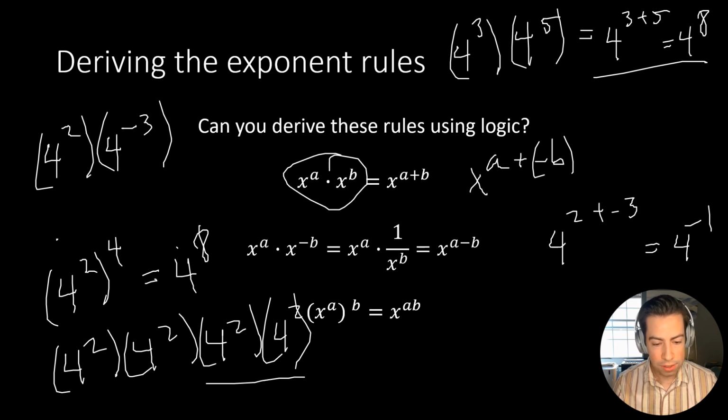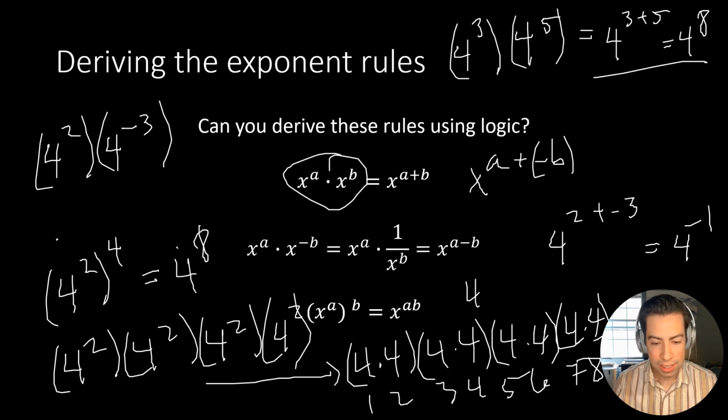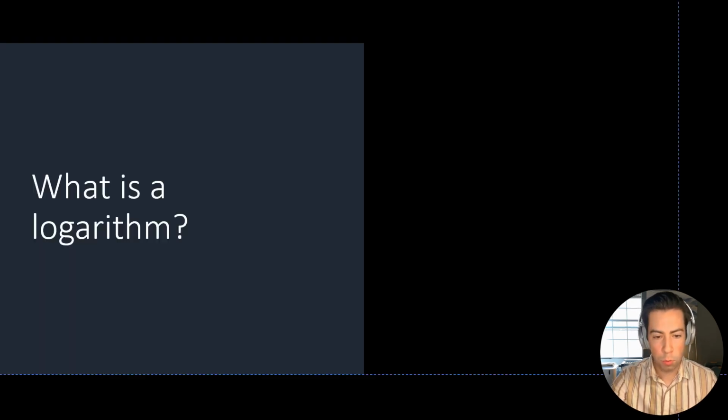So if I rewrite this entire thing, I have 4 times 4 times 4 times 4 times 4 times 4 times 4 times 4. And whenever we add up all these 4's here, I get 1, 2, 3, 4, 5, 6, 7, 8. So I, in fact, have 4 to the 8th power, or 8 4's, okay? So hopefully that makes sense, guys. Let's go and move to the next one.